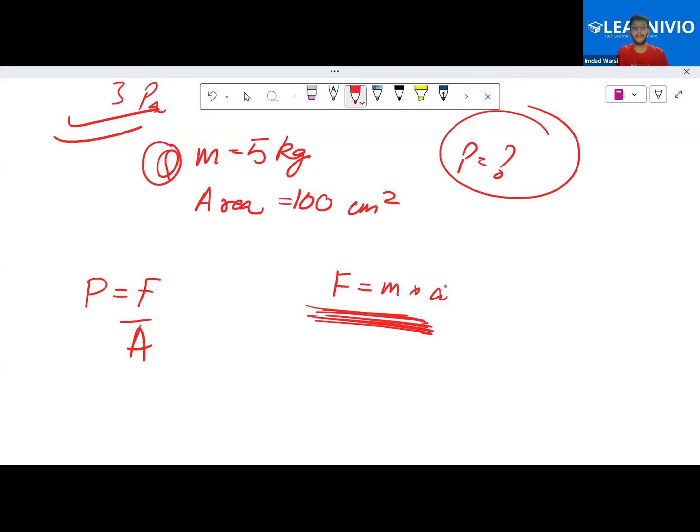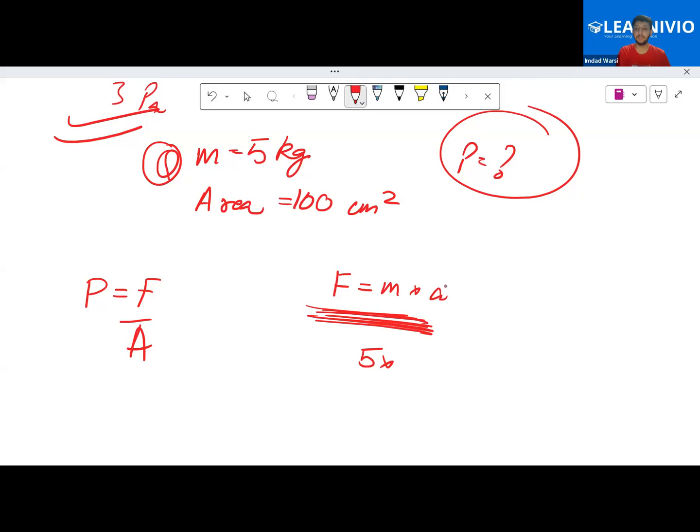Okay, now coming to the problem. We had area, we were not having force. We know that force is equal to mass into acceleration. Do we have mass? Yeah. How much? 5 kg. What is the value of A? A is 100 centimeter square. That is area. I'm talking about acceleration.